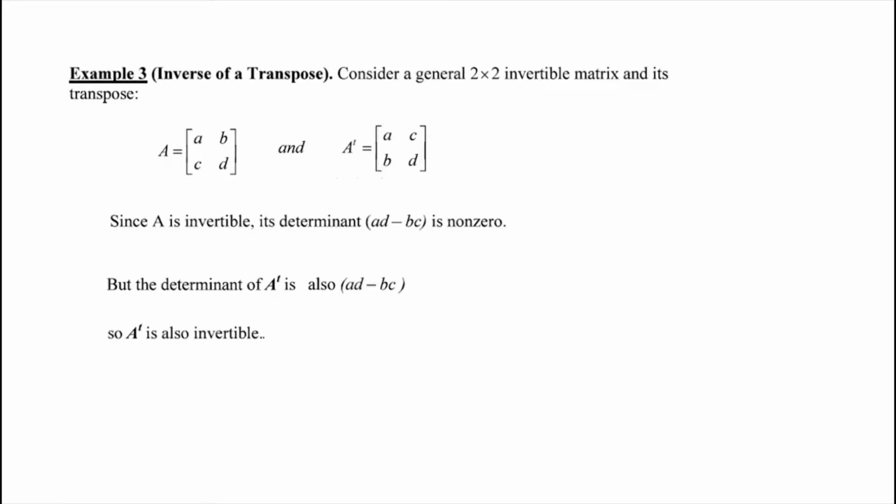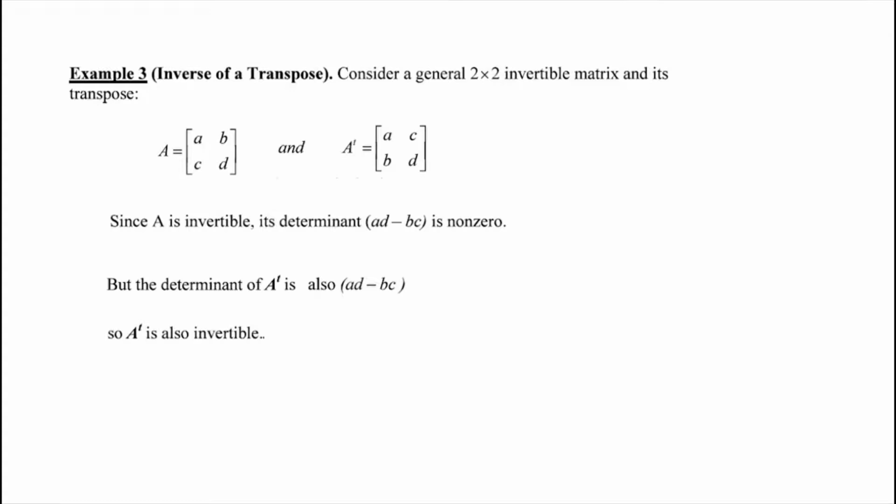Next, our example is related to the inverse of a transpose. We consider matrix A, which has first row a, b, and second row contains the elements c and d. We obtain the transpose of A, which is shown as the first row becomes the first column and the second row becomes the second column.